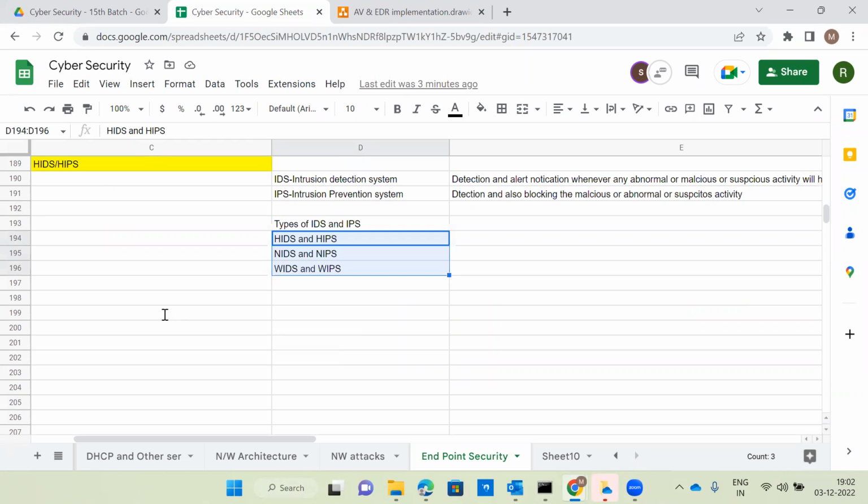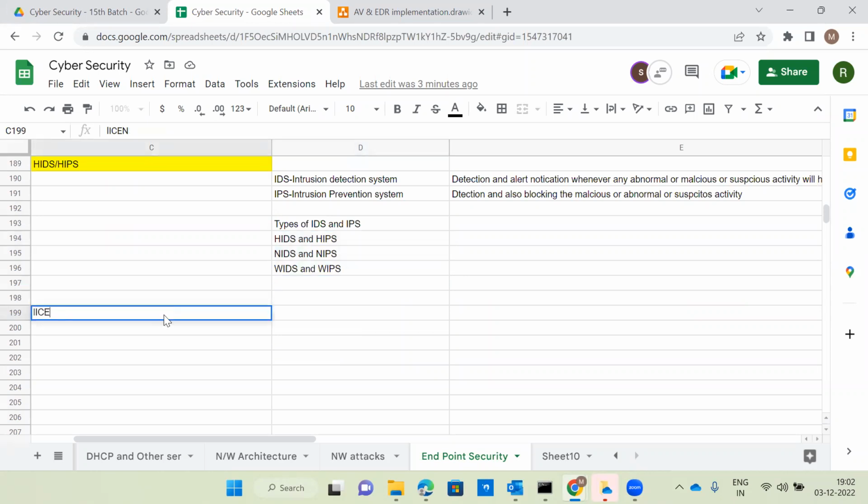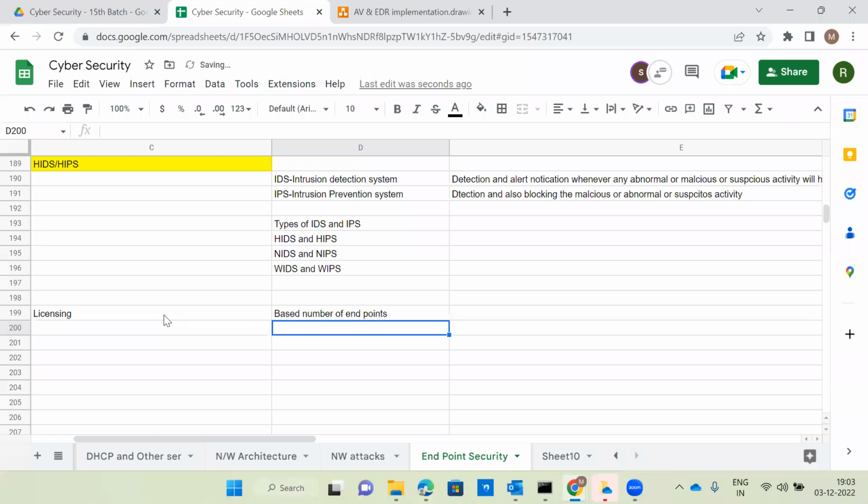So licensing option, obviously based on number of endpoints. So second one is design or deployment, or implementation. I'm repeating, everything is repetition only. So client and server based approach.